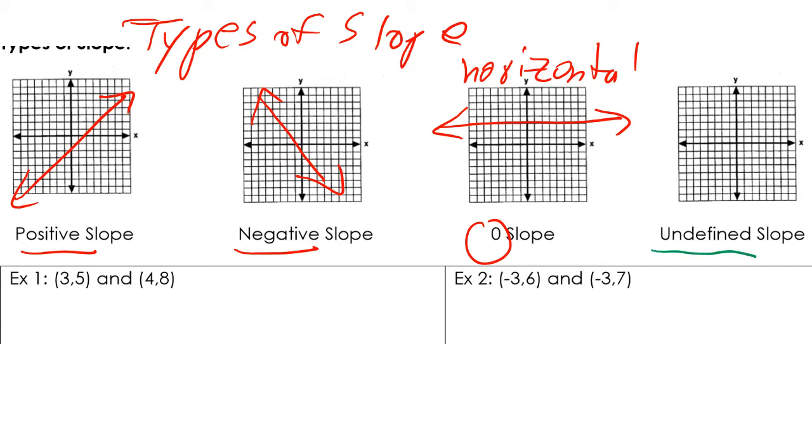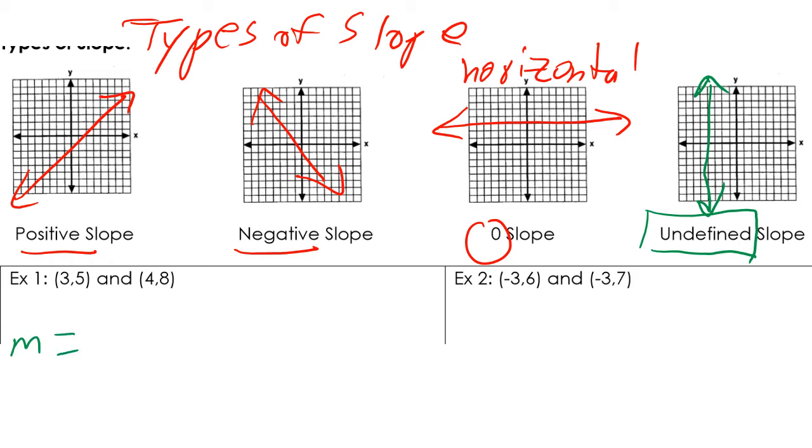All right. The other one is undefined. That is a vertical line. A vertical line has an undefined slope. All the other slopes will be numbers, but an undefined slope, a vertical line, is a word. Undefined.